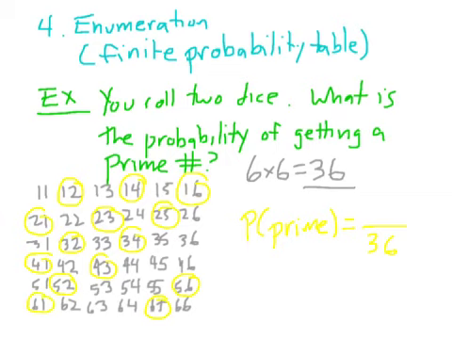So I've enumerated all the ones that are prime. Now how many are there? I get 1, 2, 3, 4, 5, 6, 7, 8, 9, 10, 11, 12, 13, 14. So 14 out of the 36 outcomes are prime numbers. Of course, we'd probably reduce that to 7/18. That's a simple example of enumeration. Why could we do it with enumeration? Because there were only 36 outcomes, and that's just not that big of a number.